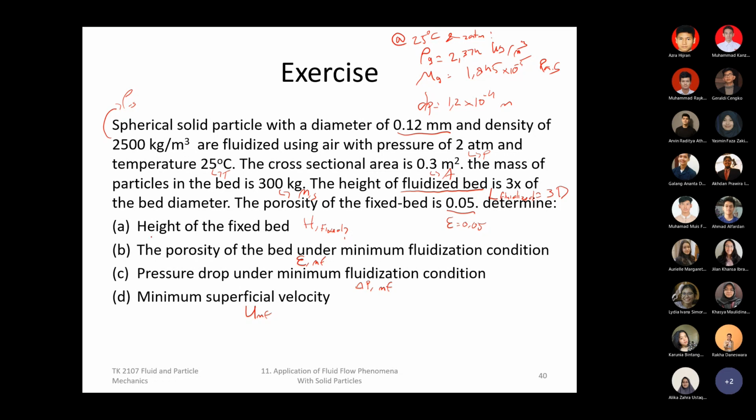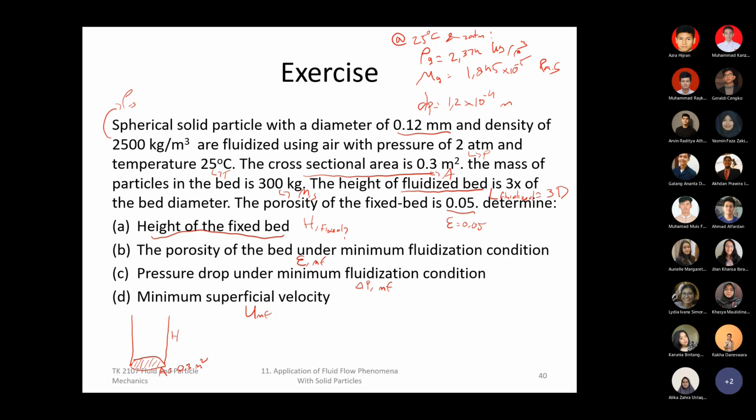So the equation is not really related with the fluidization part. Okay, maybe it's just a matter of dimension. So you can imagine if you have that's the height and that's the surface area. Because the cross-sectional surface area is already provided as 0.3 square meter.